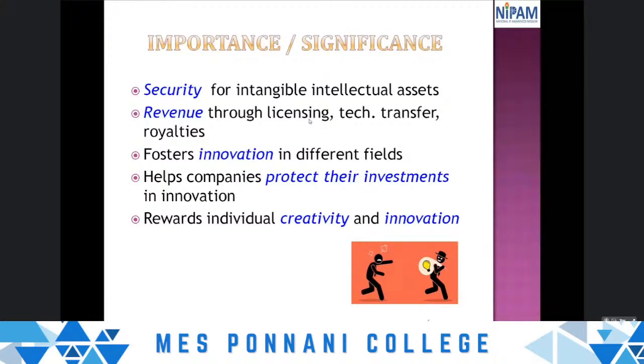So how can you earn? You can earn in the form of royalty. Whenever the company makes a sale of your product, it will have to pay some fee out of the profits that it has gained. And also it has to pay some amount in the form of a licensing fee. So this is how you earn through licensing.